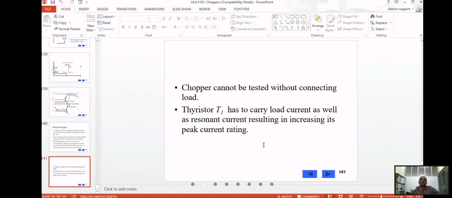So choppers cannot be tested without connecting a load, because the charging and discharging current depends on the load current IL. So you cannot test the choppers without connecting them to the load. The load needs to be connected. Thyristor T1 has to carry the load current as well as the resonant current, increasing the peak current rating. So it has to carry both currents.